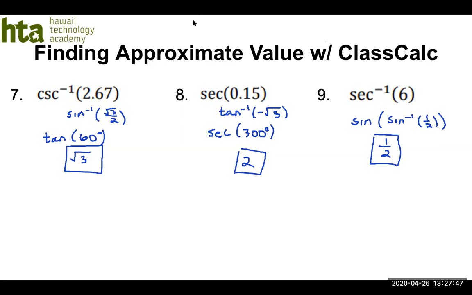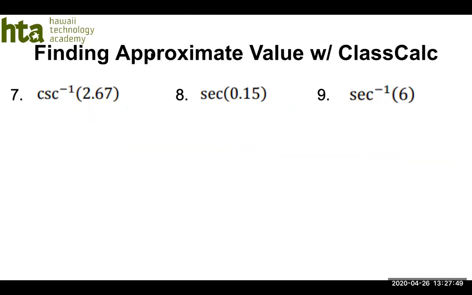Finding approximate values using ClassCalc. So now we're just going to punch into ClassCalc. Here is my disclaimer alert. If it says inverse cosecant, you are going to set your ClassCalc to degrees because you are finding the angle measure. I'm going to say that again. If it says inverse, set your ClassCalc to degrees and find the angle measure, because anytime you're doing the inverse of any trig function, you're finding the angle measure. So we're finding the degree value.